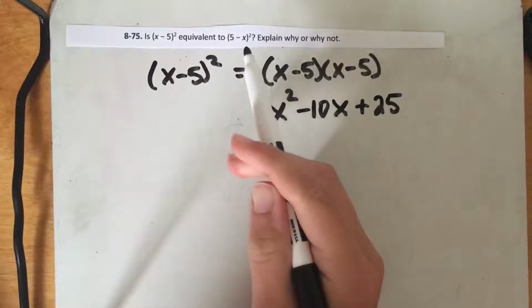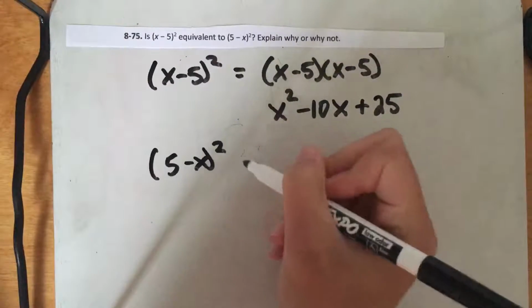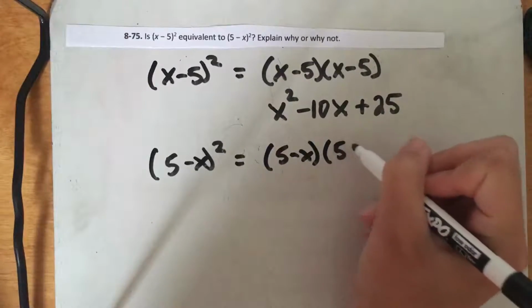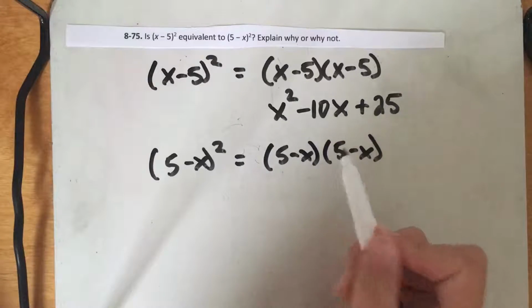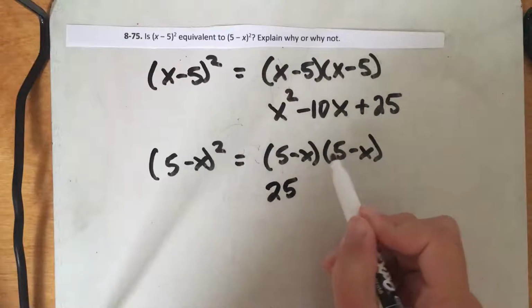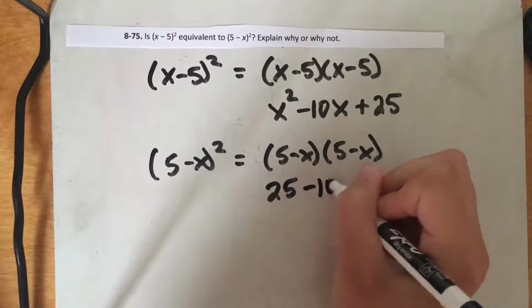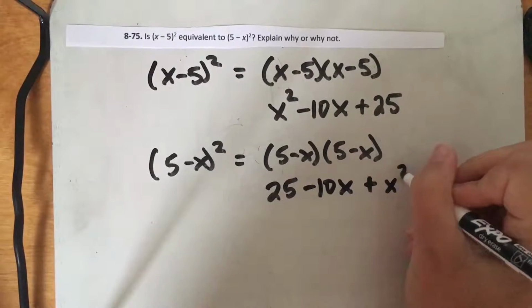Let's see if the second part equals the same thing. So 5 minus x squared. That's the same as 5 minus x times 5 minus x. Okay? Same way, we're going to multiply these. 5 times 5, we get a 25. Negative x times 5 is negative 5x. 5 and negative x is negative 5x again, so we get negative 10x. Negative x times negative x is positive x squared.